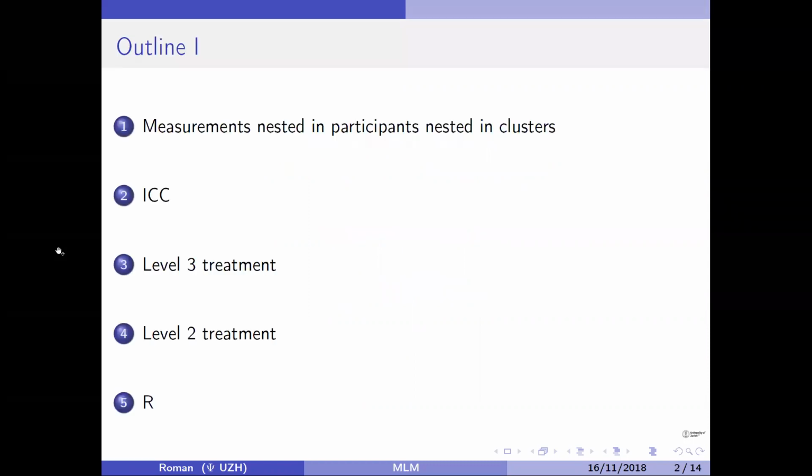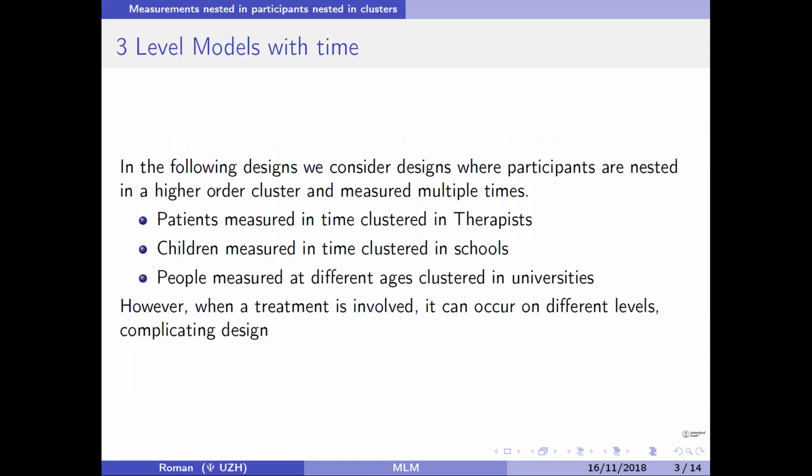We're going to start by looking at what a three-level model is, what the nesting structure is. We'll talk about the formula for the intra-class correlation. And then in these models, when we include a treatment, the treatment can occur at different levels. And so there will be some differences in how we formulate the model and what the model means, and why we may do that. And then, of course, we'll look at an R example.